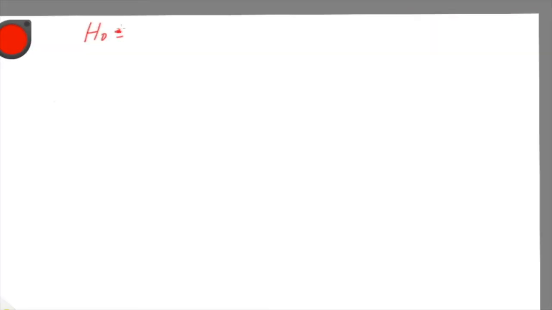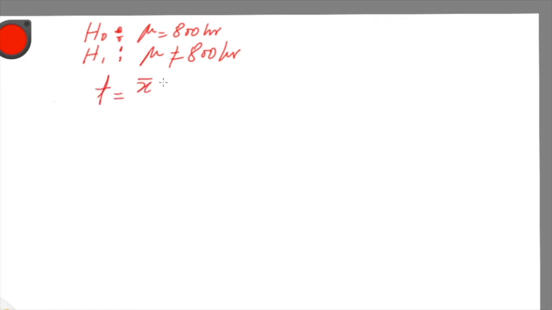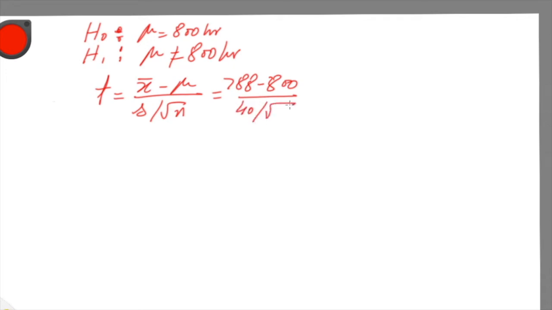H0 is given as mu is 800 hours and H1 mu is not 800 hours. So we are applying T distribution. So T is x bar minus mu upon s upon square root of n. That is in this case 788 minus 800 divided by s is 40 upon square root of 20. So that value will come about minus 1.34 approximately.